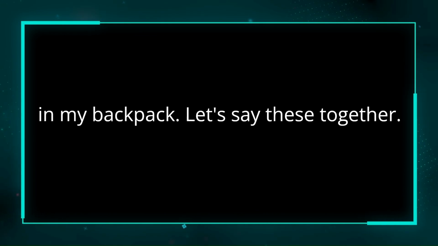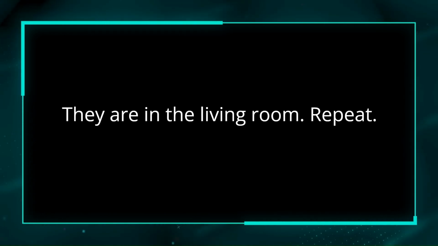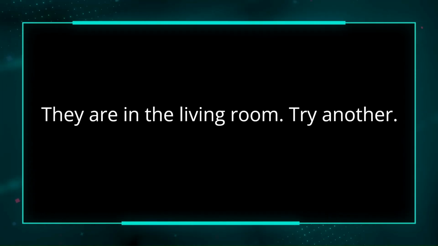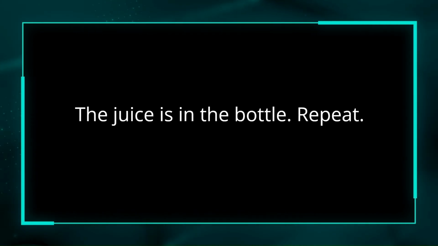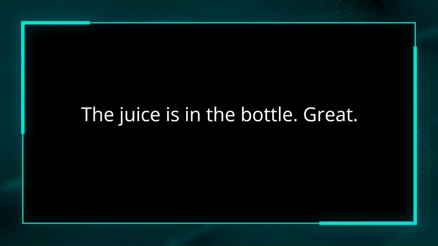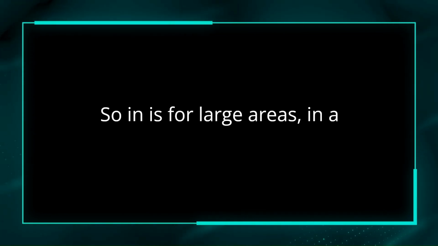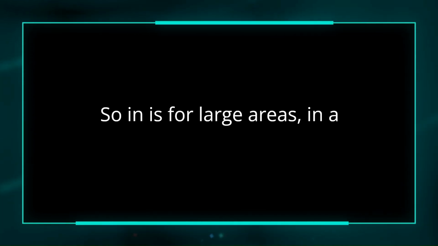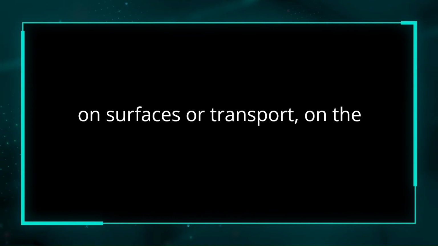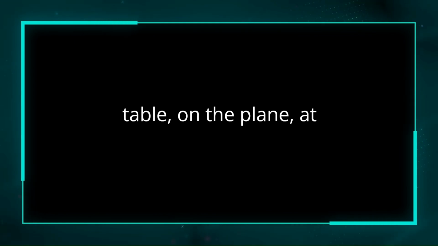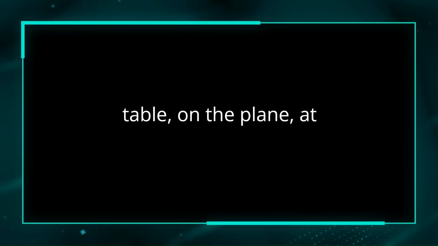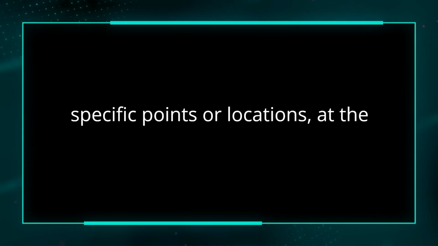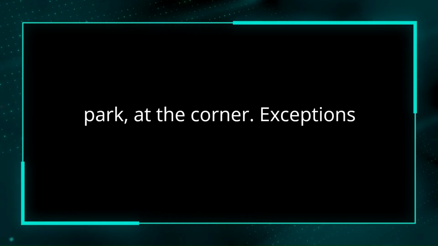Let's say these together. They are in the living room. Repeat. They are in the living room. Try another. The juice is in the bottle. Repeat. The juice is in the bottle. Great. So, in is for large areas, in a country, in a room. On, surfaces or transport, on the table, on the plane. At, specific points or locations, at the park, at the corner.